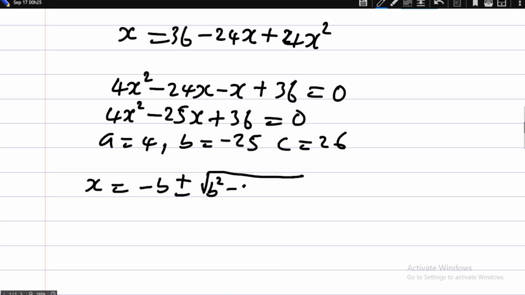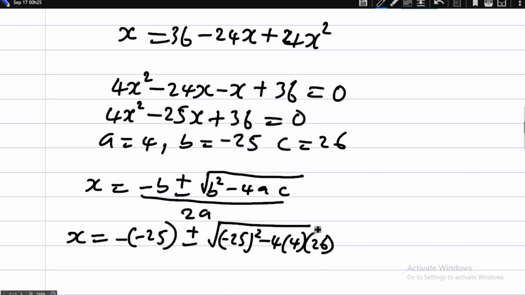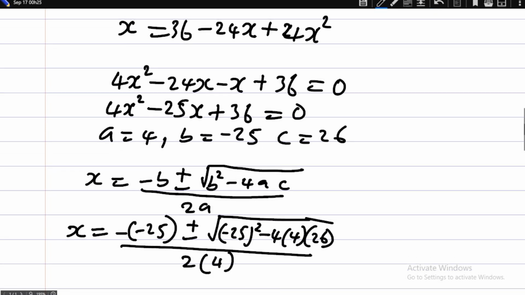So square root of b squared minus 4ac, everything over what? 2a. So if you substitute, you are going to have that x is equal to minus into minus 25. Okay, then you now have plus or minus the square root of minus 25 all squared minus 4 into 4 then into 26. Okay, then everything over what? 2 into 4. Okay, so let us do that.